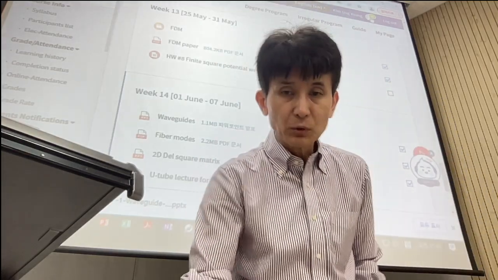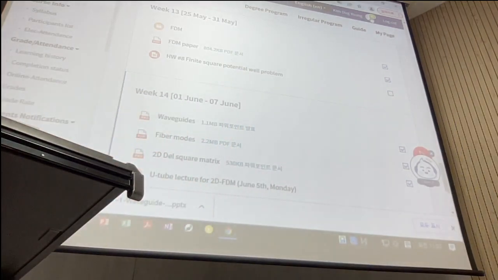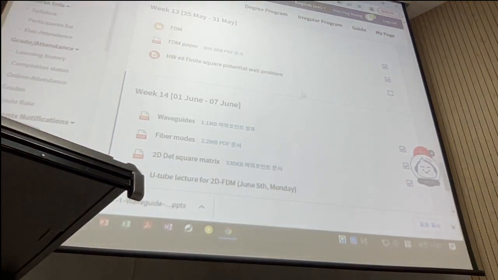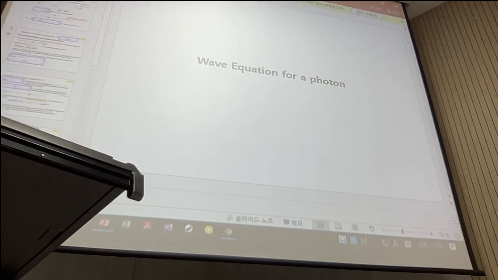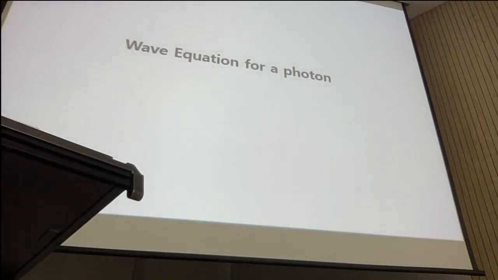Right. The waveguide equation becomes exactly like the Schrödinger equation. So we'll cover the waveguide equation. Like this: the waveguide equation for photons. The Schrödinger equation is for electrons, and the waveguide equation is for photons.